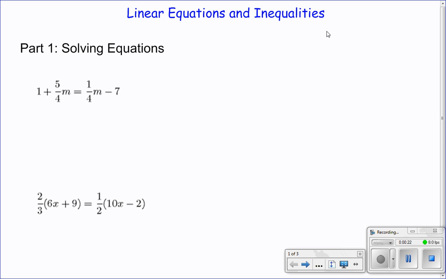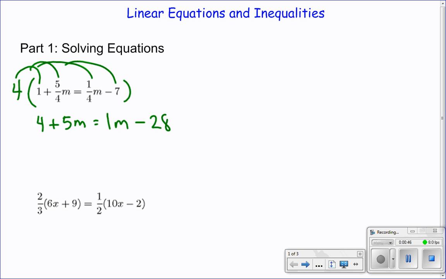First of all, if you don't like fractions, which is understandable, you can multiply the entire equation by the denominator, right? And then you're canceling your denominator. So we're going to distribute that 4, the denominator, to every single term. So we'll have 4 plus 5m is equal to 1m minus 28. Okay, so just be careful. You multiply by 4 for every single term. Don't forget, one of them. So that's probably the easiest way to go about that.